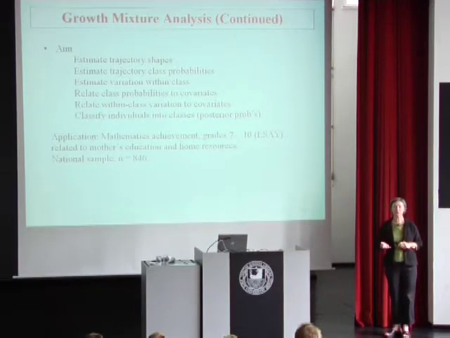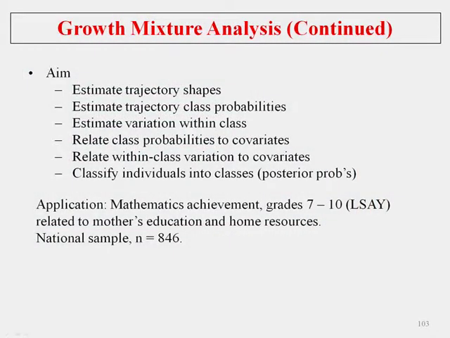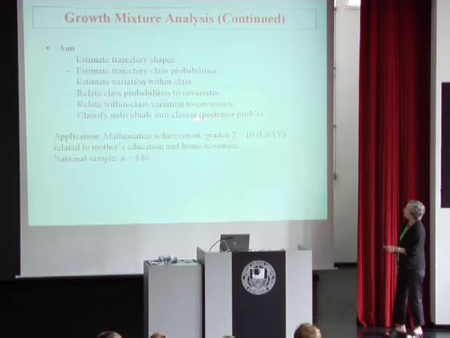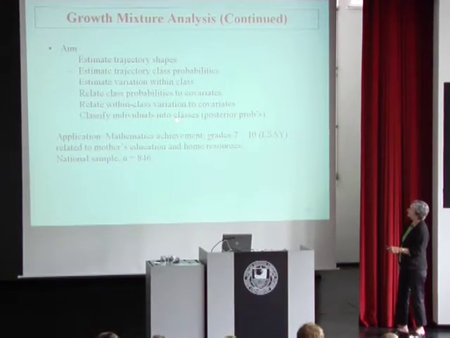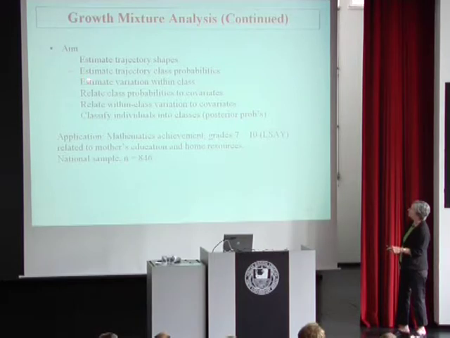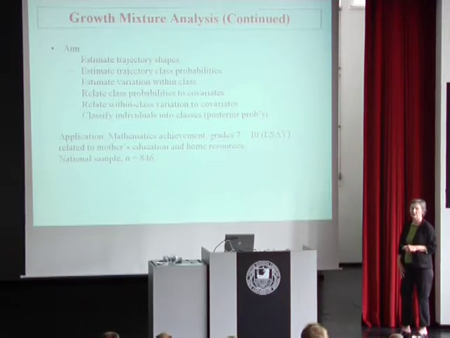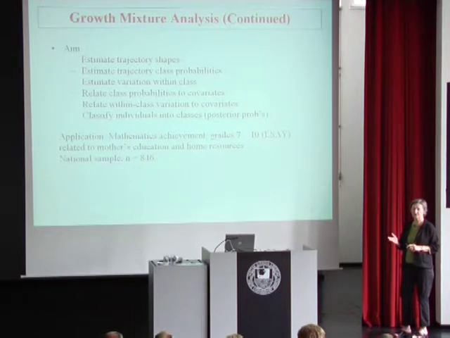So we're having variability within classes now of the growth trajectories, and we want to be able to explain that variability. We want to understand why everyone doesn't have the same shape within each class, or the same values within each class, although the shape may be the same. And we want to classify individuals. So where we differ is that we want to estimate variation within class, and we want to relate that variation to covariates. So this is how the aims of GMM differ from the aims of LCGA.